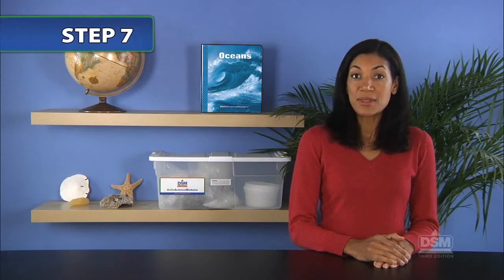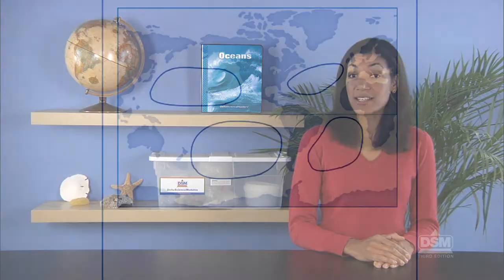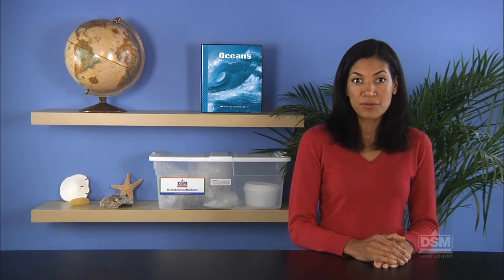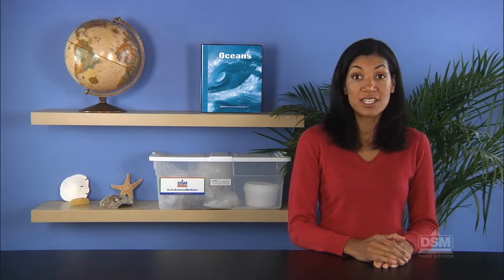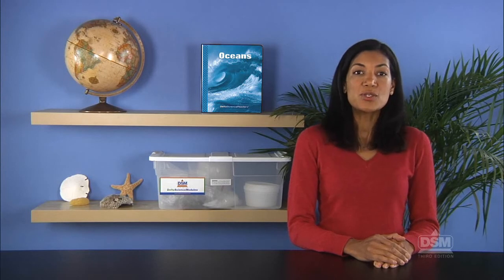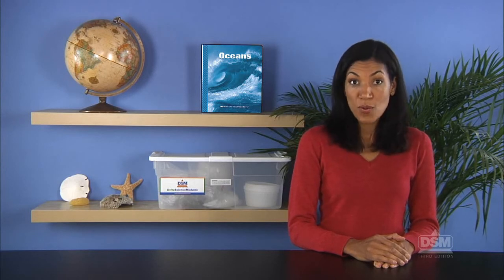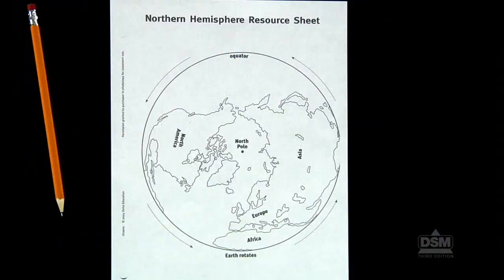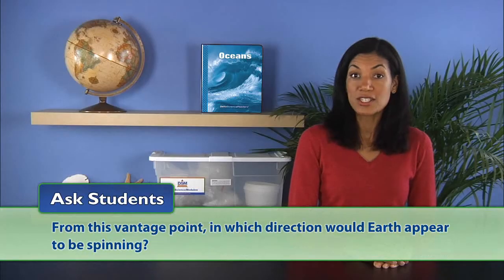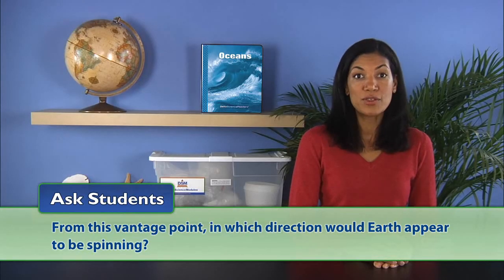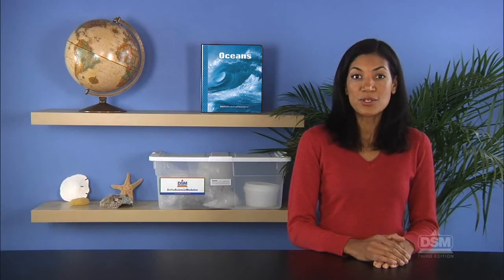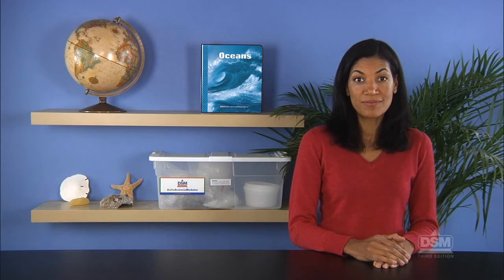Instruct students to examine the diagram of the ocean currents on Activity Sheet 7, Part B. Then distribute the Northern Hemisphere resource sheet and 2 pencils to each team of 4. Tell students to label the equator, North Pole, and the continents. Then encourage students to imagine that they are looking down on Earth from above the North Pole and ask, from this vantage point, in which direction would Earth appear to be spinning? Students should respond that the Earth would appear to be spinning counterclockwise.